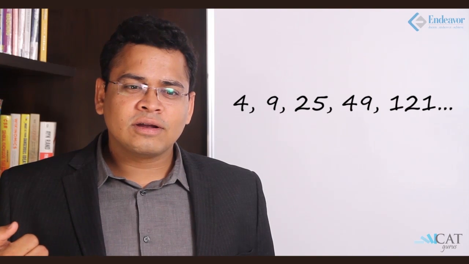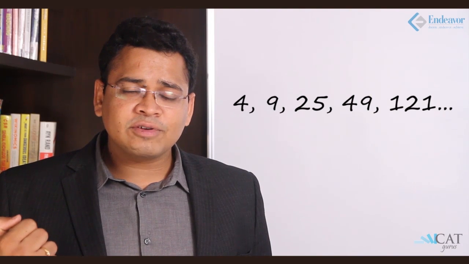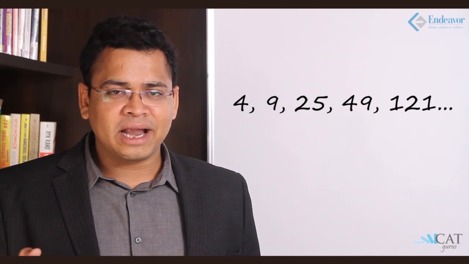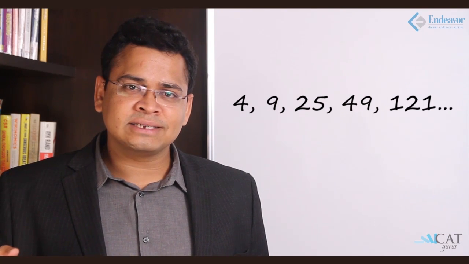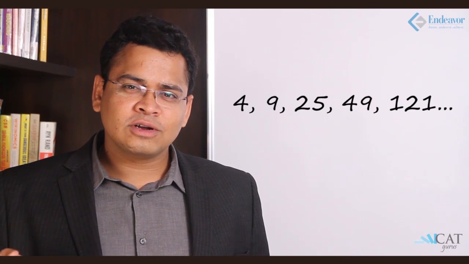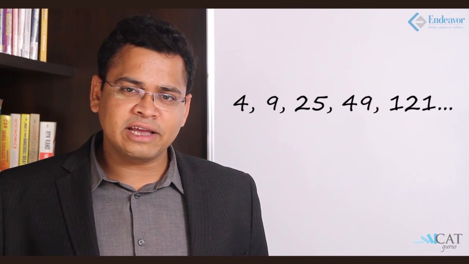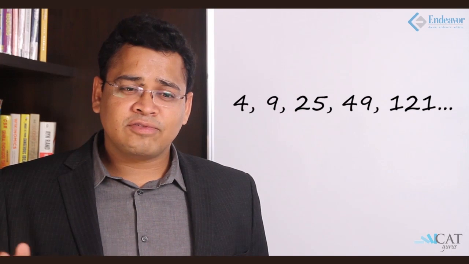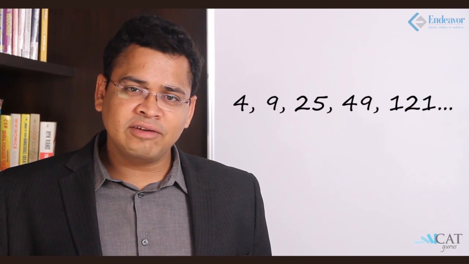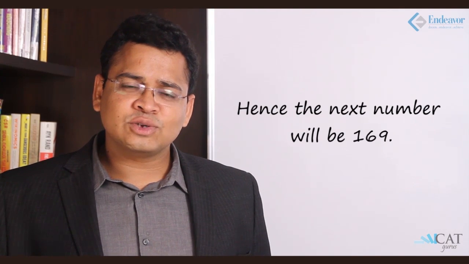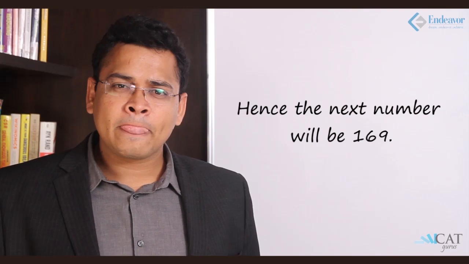Another one, if we see 4, 9, 25, 49, 121, a cosmetic look at all these numbers says that these are all squares. 4 is the square of 2, 9 is 3 square, 25 is 5 square, 49 is 7 square, all of these are prime numbers again. The 5 numbers that are given end at 121, which is 11 square. So the next prime number is 13, and so the answer has to be 169.